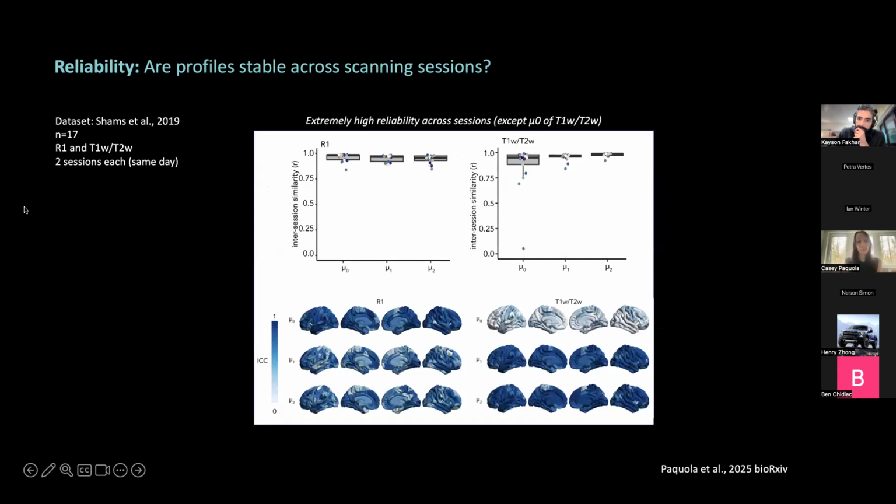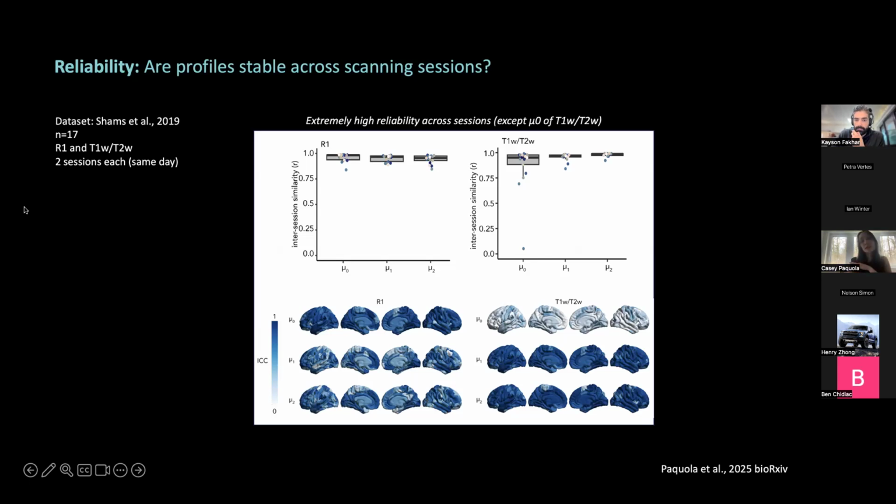Next, we looked at the reliability of this approach. To do so, we used a data set where 17 people were scanned 2 times within one day. They were removed from the scanner and then placed back in for each session. And they did this for both MP2RAGE sequence producing an R1, so a quantitative T1 image, as well as for T1 weighted over T2 weighted. So we could look at these two very common types of approaches for looking at myelin essentially across the cortex.